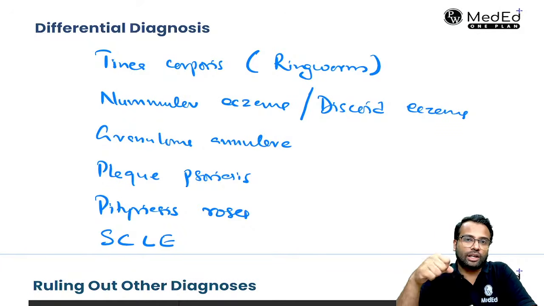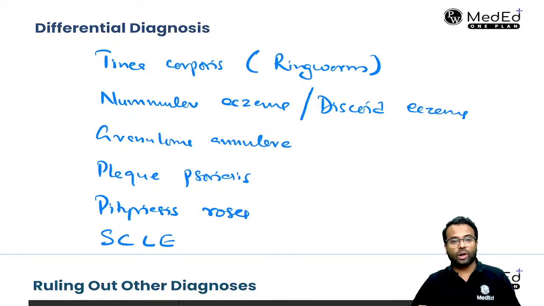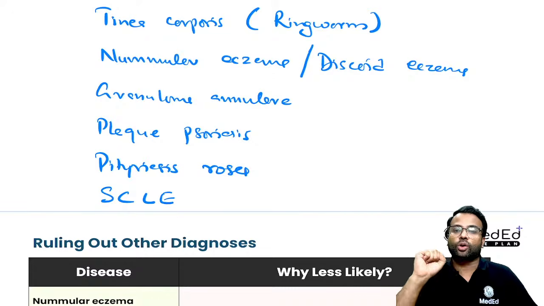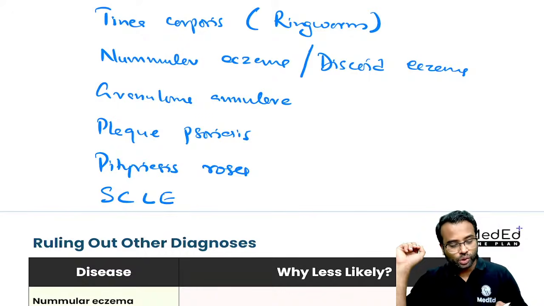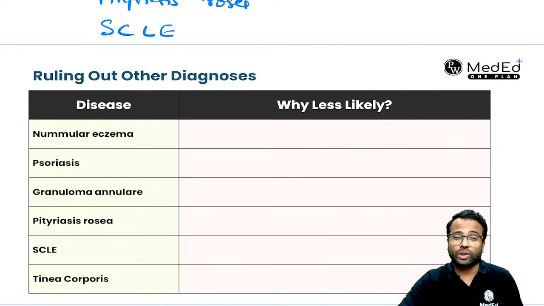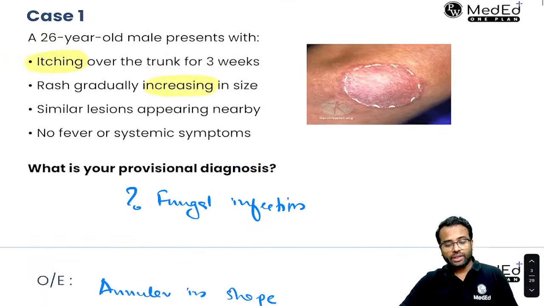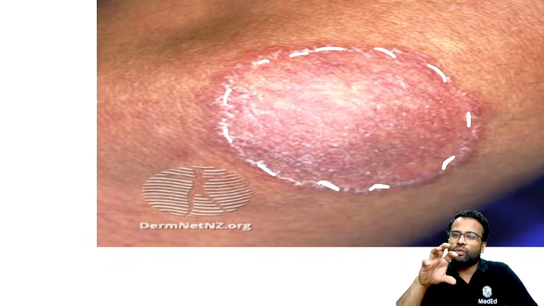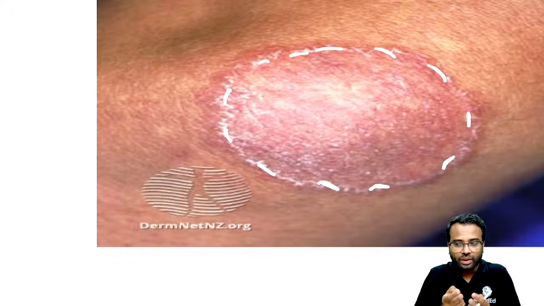So you'll have to force yourself to think more about what all it could be, because with differentials, it can be anything that is round in shape. Now coming to the main thing: how do you rule out whether this is tinea corporis or nummular eczema, granuloma annulare and all. So how do we rule out? Let us see one by one. In case of nummular eczema, if this lesion was an eczema, would you see the scaling in the periphery? No. So you will not see that.